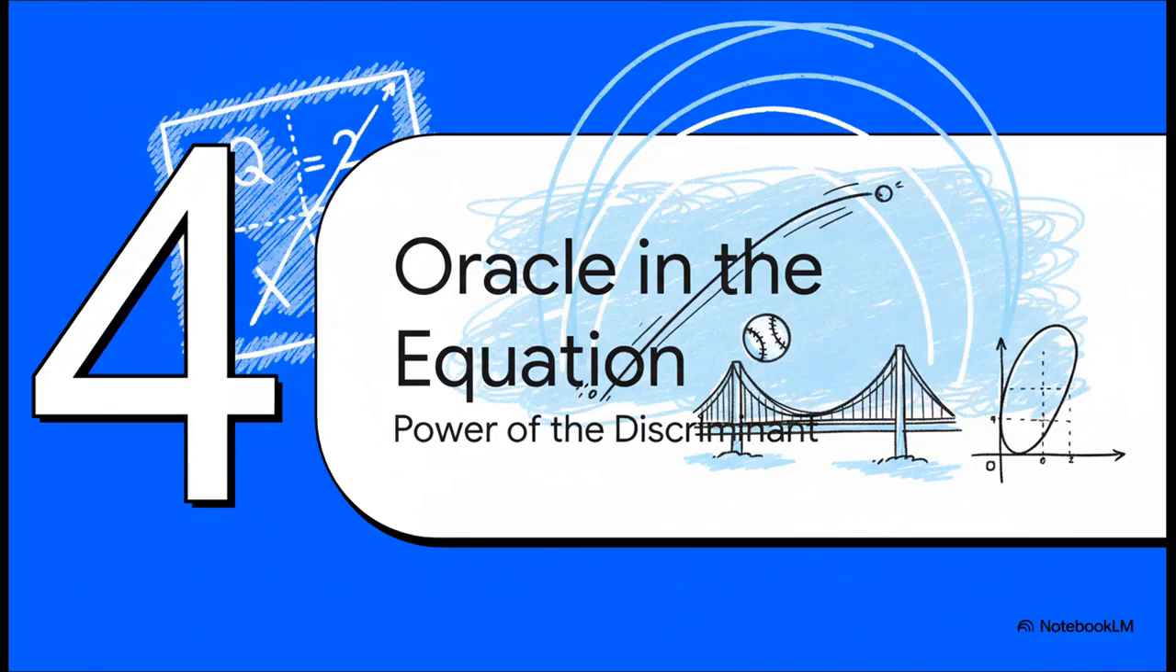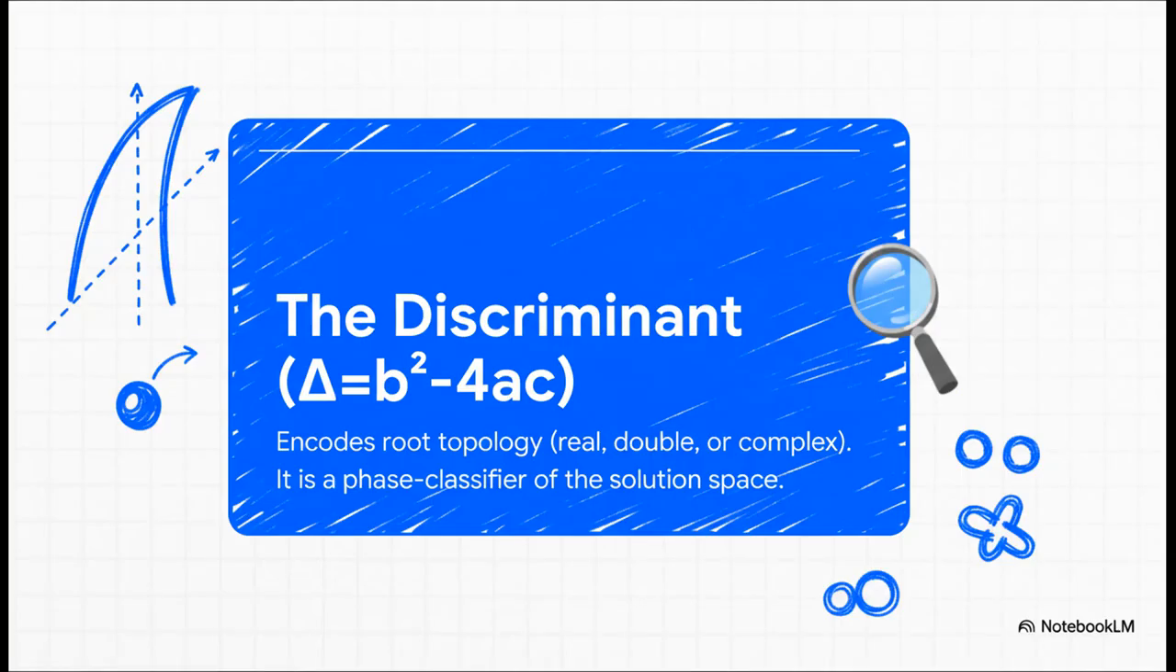Okay, this is where it gets really cool. What if I told you there's a hidden oracle tucked away inside that equation? A tiny piece of the code that can actually predict the future, well, the future of the parabola solutions anyway, before you even do any of the hard math. Yeah, it's a real thing. It's called the discriminant. All you have to do is calculate this one little value, b squared minus 4ac. And just like that, you can predict the parabola's future.